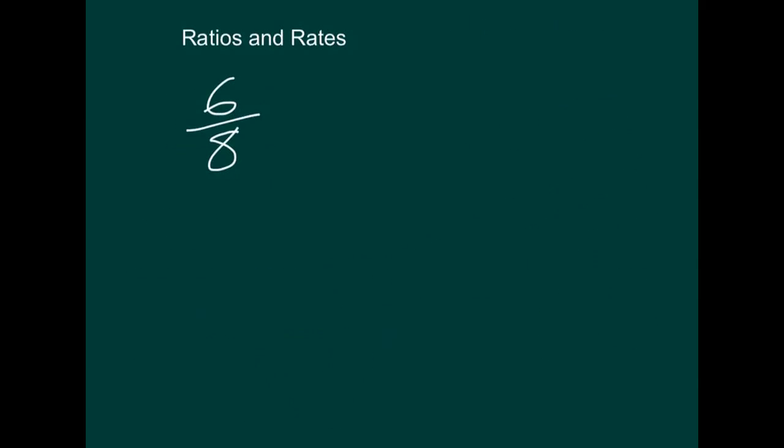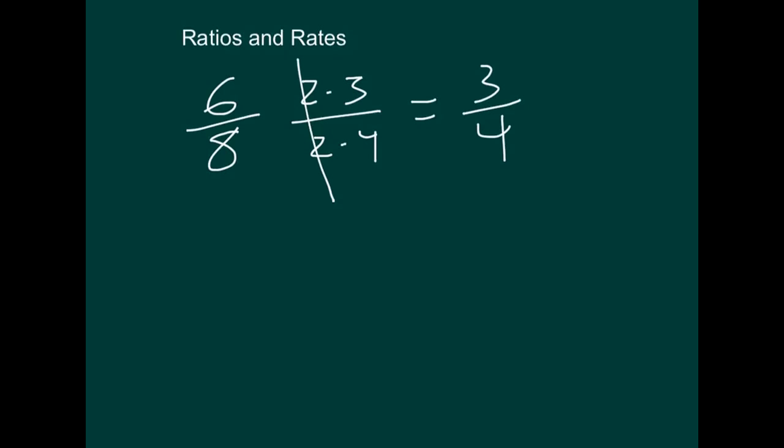Another thing that ratios have in common with fractions is that they should be expressed in a simplified form. So just like with fractions, you'll be looking for the common factor. In this case, 2 times 3 is 6, 2 times 4 is 8. The common factor is 2. Therefore, 6 to 8 would be best expressed as 3 to 4, just like it is in fractions.